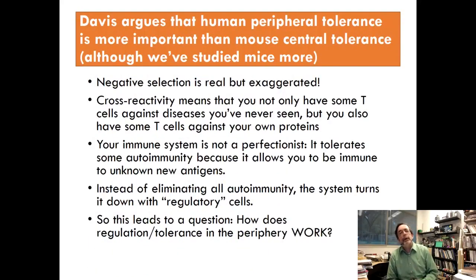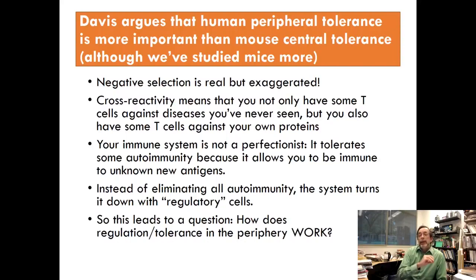So Davis argues that human peripheral tolerance is important, but we haven't studied it because it's hard to study. And he's saying that it's more important than mouse central tolerance, yet we know more about mouse central tolerance because we can operate on the thymus, we can operate on mice, we can make inbred mice that have defined MHCs, rather than humans that have undefined MHC compositions and are wading through a whole bunch of pathogens every day. So negative selection is real. It's important for central tolerance. It's important in both mice and humans. But its effect on humans is exaggerated.